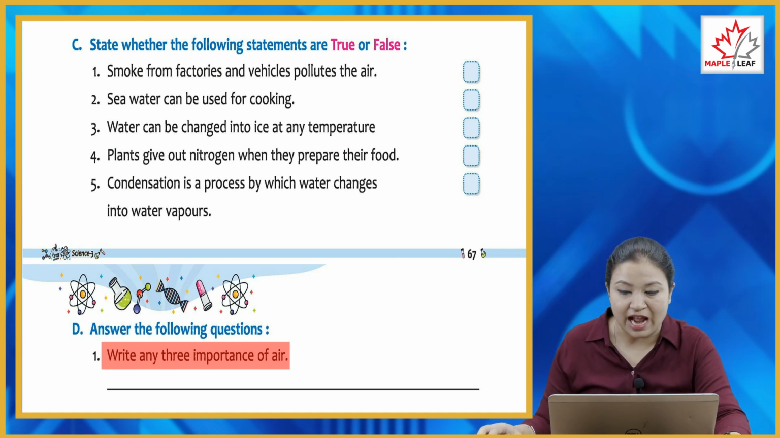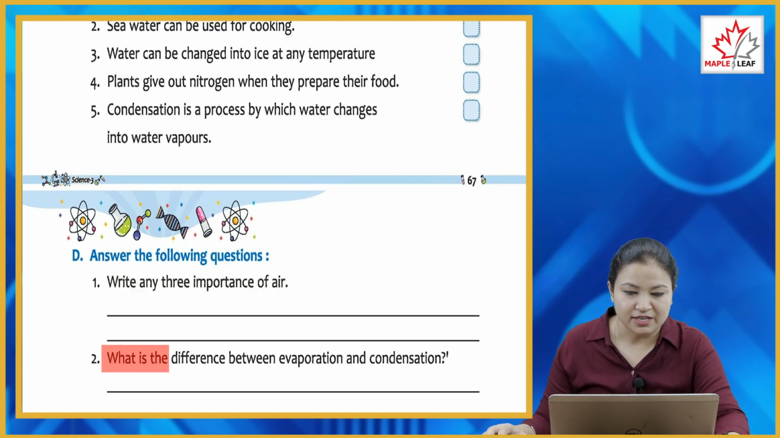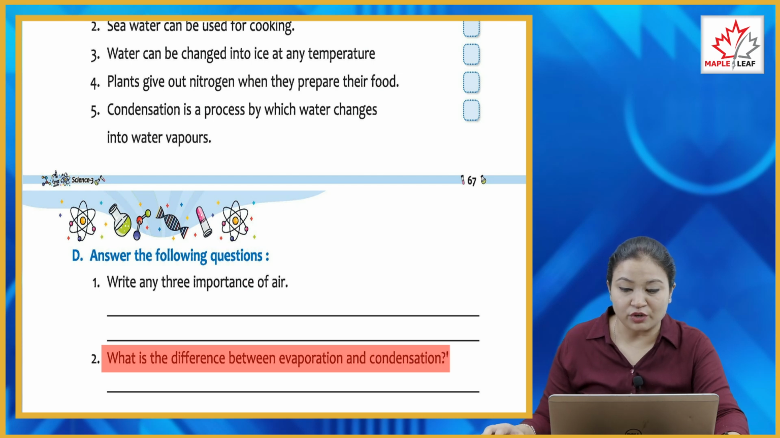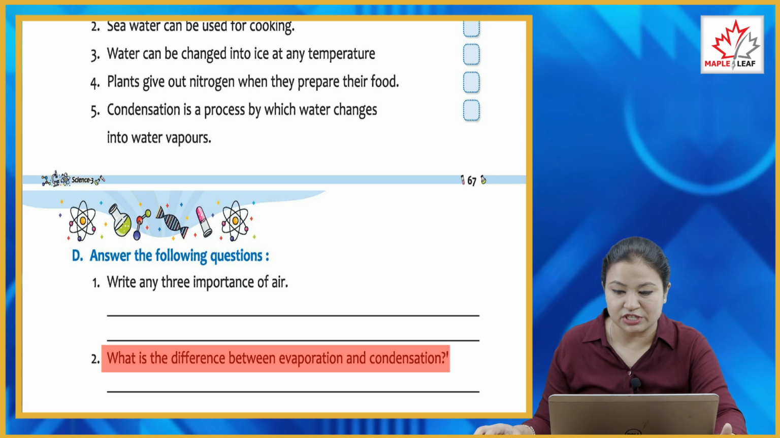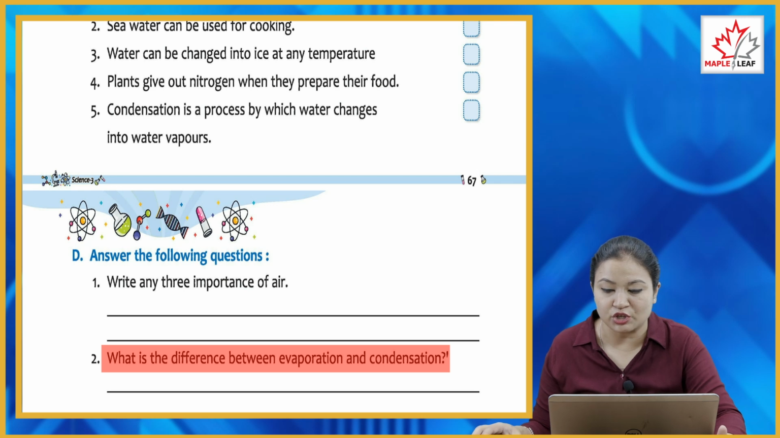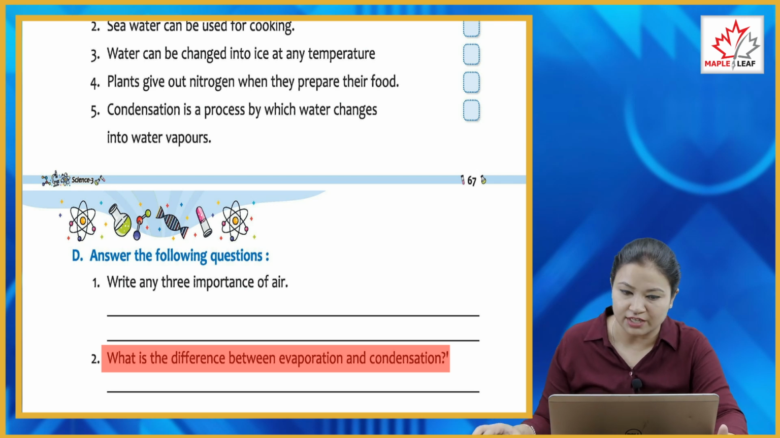Both humans and animals require oxygen present in air. Second, what is the difference between evaporation and condensation? The water from the ocean, rivers and ponds gets heated up due to the sunlight falling in and changes into water vapors. The process is called evaporation. The water vapors rise up in the air and come in contact with the cool air to form water droplets. This process of changing of water vapors into water droplets is called condensation.